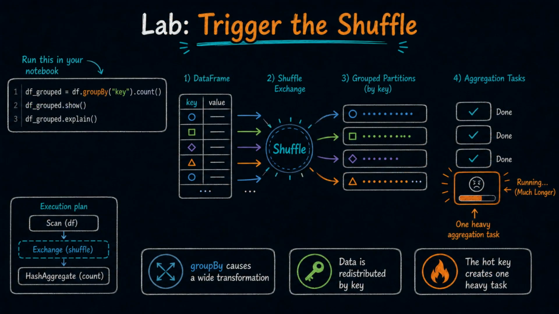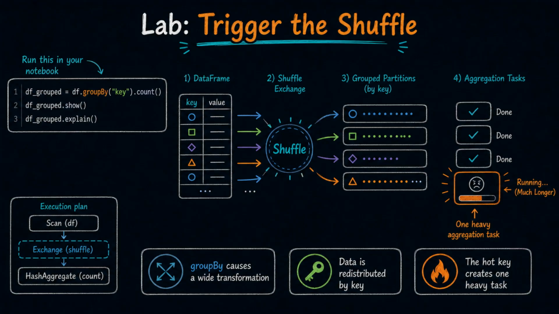Now we trigger a shuffle using group by. This process involves grouping the data frame based on the key column, which allows us to count how many records are associated with each unique key. Once this is done, we display the results and take a closer look at the execution plan to understand how Spark handles the operation. A group by operation is considered a wide transformation because it requires data to be redistributed across different partitions. This means that all records sharing the same key need to be gathered in one place, which can lead to significant data movement.